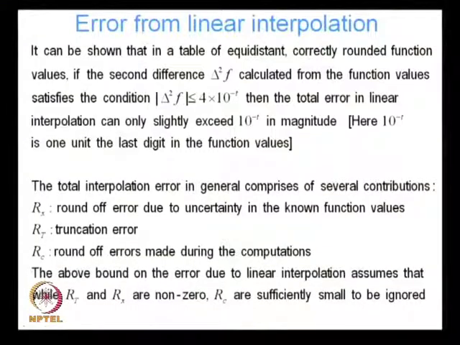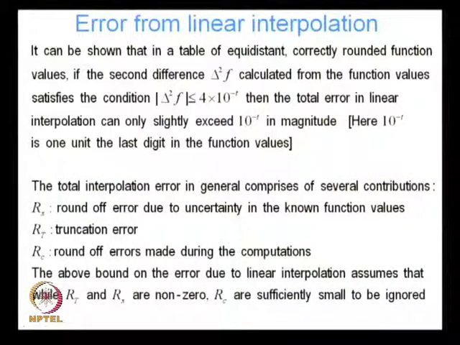Then I'm going to take the difference on that again, so I can generate the second difference. And if for a particular table of function values, it turns out that all the second differences are less than 4 times 10 to the power minus t, then the total error in linear interpolation is going to be almost equal to 10 to the power minus t.